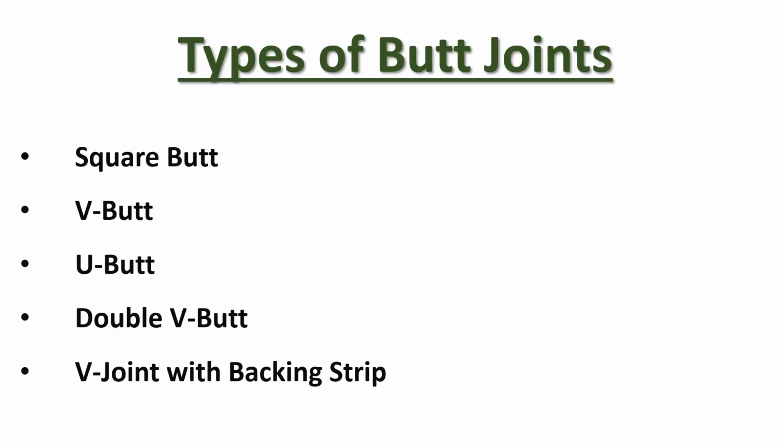Now there are different types of butt joints. The first one is square butt. The second one is U butt. The third one is double V butt, and the last one is V joint with backing strip. Now the selection of the type of butt joint totally depends upon the thickness of the plate and reliability. As you move down this list, the thickness of the plate increases, and so does reliability.